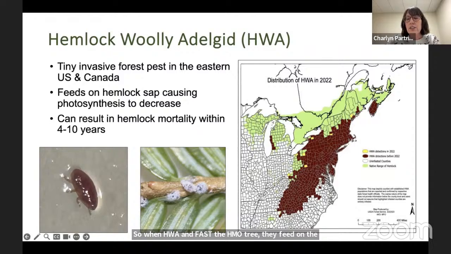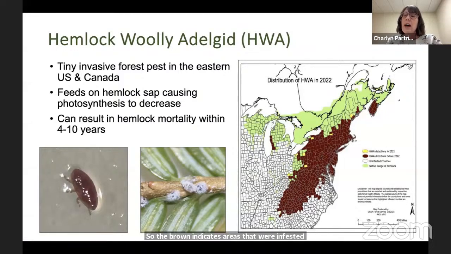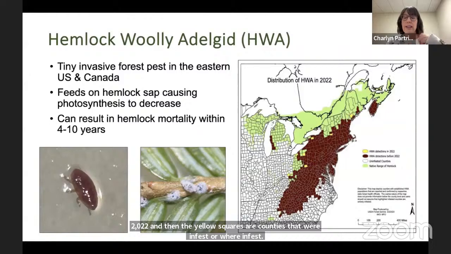On the right-hand side of your screen is the distribution of HWA up until 2022, and its relation to the native distribution of eastern hemlock. The native distribution can be seen in the green, and HWA's distribution can be seen in the brown. The brown indicates areas that were infested prior to 2022. And then the yellow squares are counties where infestations were detected in 2022.